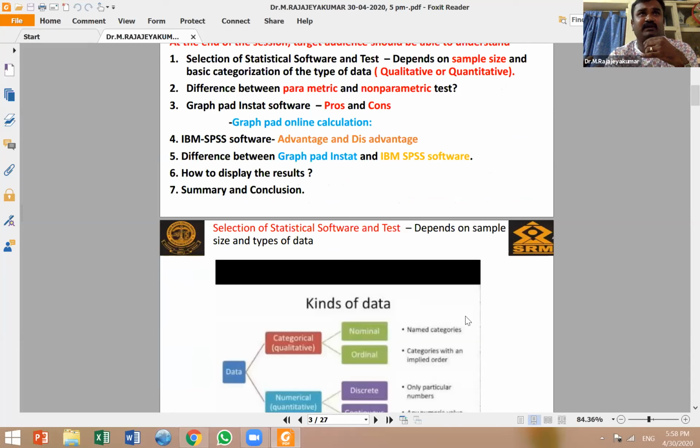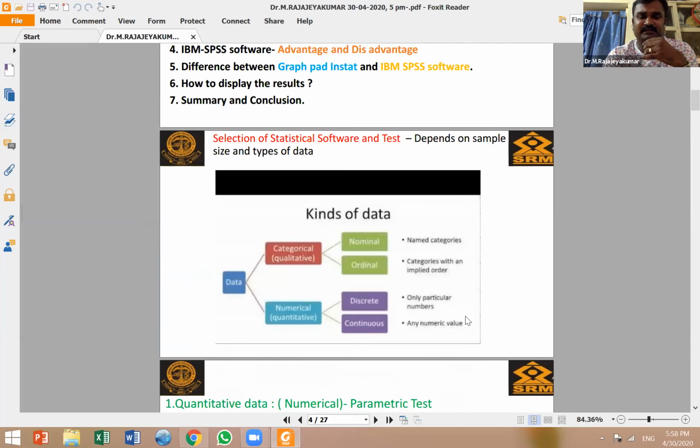Then comes the first slide. Most of you here are young researchers, I think, so that's why we need to start with how to select the software and how to select the different tests, based on what parameter we need to select them. That question will come to your mind. So first you have to take care of your sample size and type of data. Based on your sample size and type of data, we need to select the statistical software, whether you are going to select SPSS or other software like GraphPad InStat. Okay, so first we'll go into that.